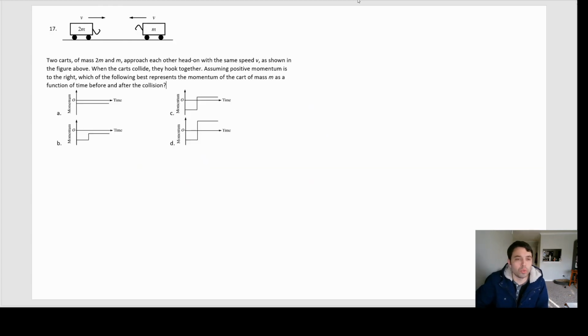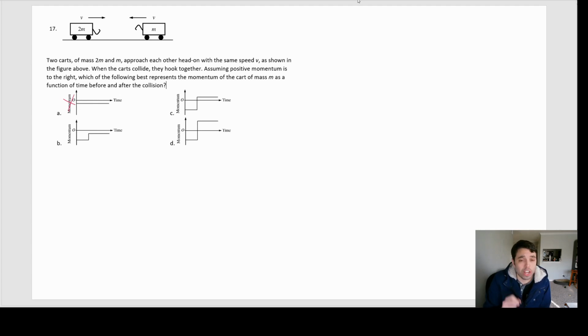Number 17: two carts of mass 2m and m approach each other head-on with the same speed v as shown in the figure above. When the carts collide, they hook together. Assuming that positive momentum is to the right, which of the following best represents the momentum of the cart of mass m as a function of time before and after the collision? All right, so we have, let's do the conservation of momentum problem. So which graph is the most appropriate, right? I hopefully everybody ruled out A, because obviously the momentum is changing, right? It's not going to be constant because there's a collision.